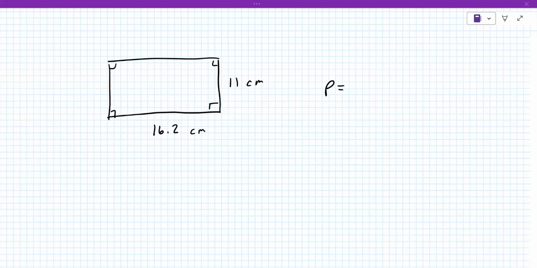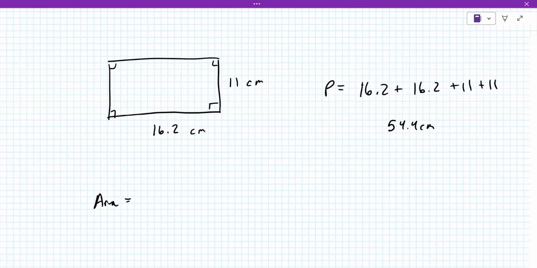The perimeter would equal 54 centimeters. It's got to have a decimal. You just said it's 16.2 plus 16.2 plus 11. Sorry, 54.4. Yes, 54.4 centimeters. Okay. Now, how about the area?